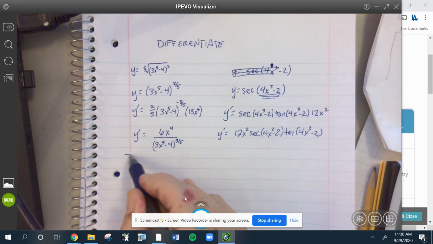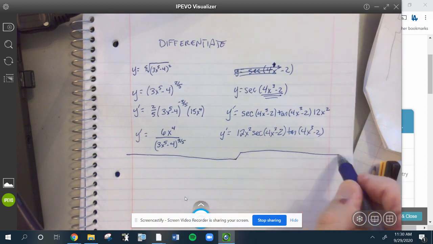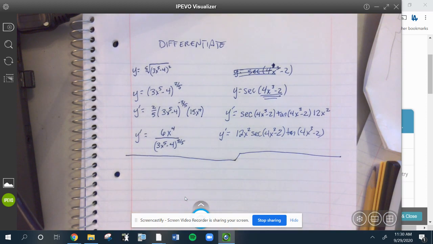The next problem I'm going to show you is a little bit more complicated because I'm going to throw in probably a product rule with this. And simplification is going to be a little bit more complicated. So stay tuned for that one.